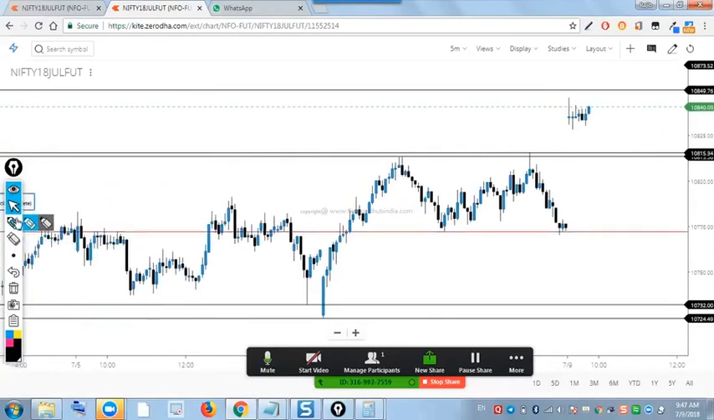So let's see what's going on. Are we going to go for an LOC sale here? No, because the trend is up, the momentum is up, right? So we're not going to do that.